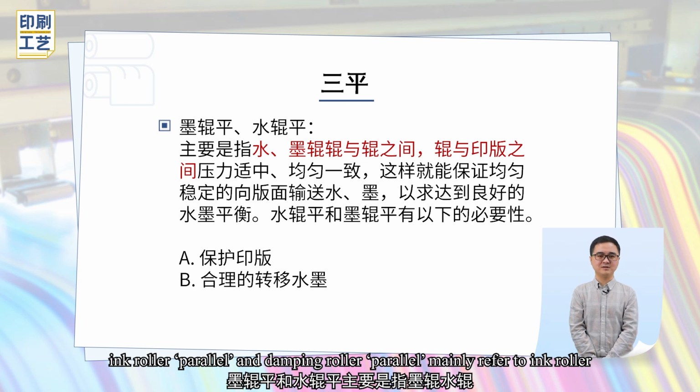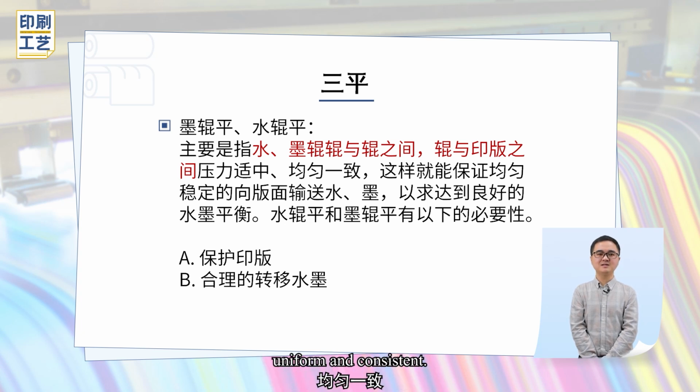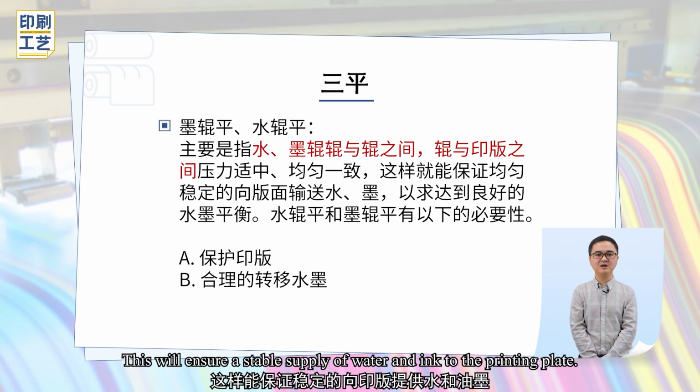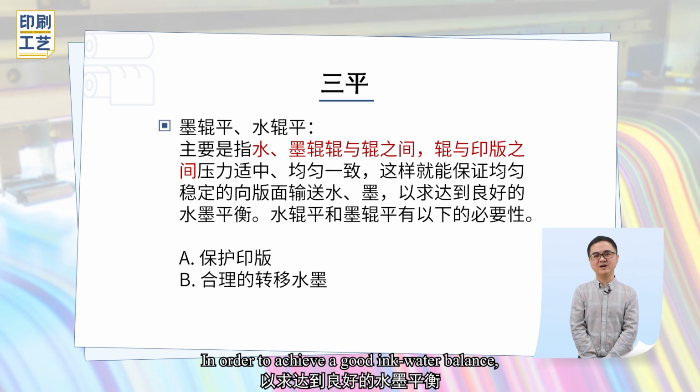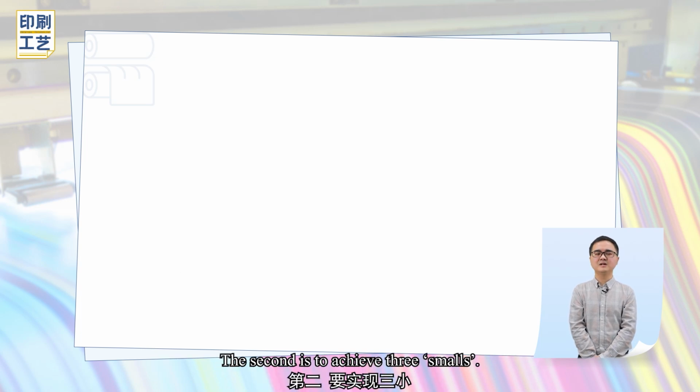Parallel mainly refers to ink roller to damping roller, roller to roller, roller to plate. Have moderate pressure, uniform and consistent. This will ensure a stable supply of water and ink to the printing plate. In order to achieve a good ink-water balance, it is necessary to make the damping roller and ink roller parallel. The second is to achieve 3 smalls.